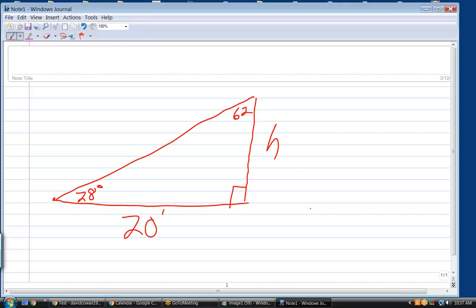So the sine of... No, it's not the sine. It's the tangent of 28 that will give you h. There you go. Always finish your equation based on your SOHCAHTOA. What's the tangent of 28? It's h over 20. There you go. Which makes h equal to 20 times the tangent of 28.